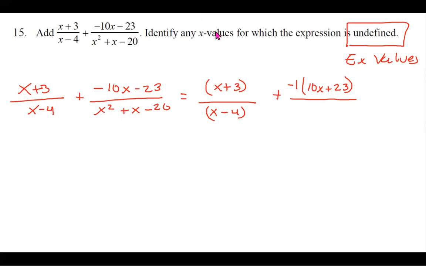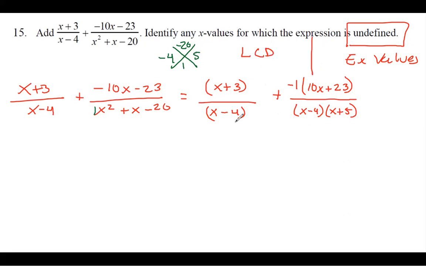What method do you guys want to use? Power Ranger. Okay, so two numbers that multiply to negative 20 and add up to 1. 4 and 5. Which one has to be negative? Negative 4. Since my leading coefficient is 1, I have x minus 4 and x plus 5. Now my next step, guys, is to find my LCD.